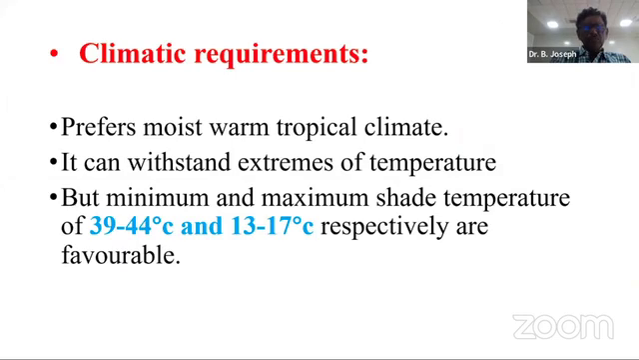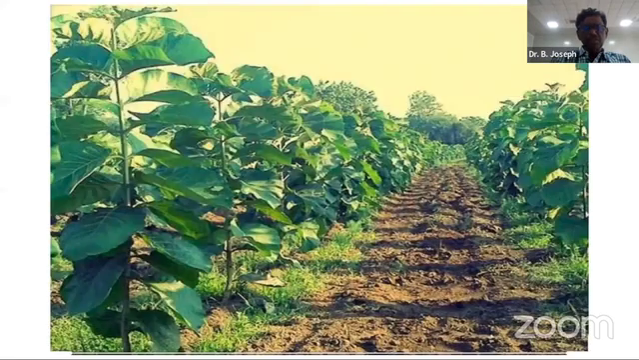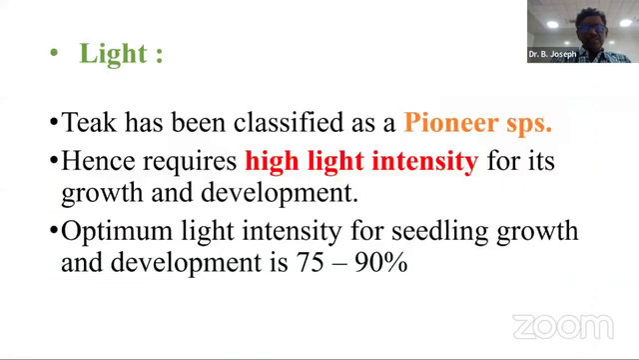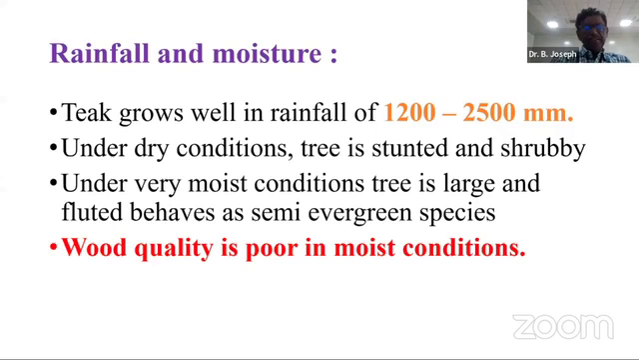Coming to climatic requirements, the maximum temperature goes up to 44 degrees and the minimum is 13 to 17 degrees. Teak needs high intensity light; the teak tree is a light demander and grows well in light, so it is always called an important light-demanding tree. Rainfall is about 1,000 to 2,000 millimeters. Under heavy rainfall conditions, even if the tree grows well, the wood quality will not be good.